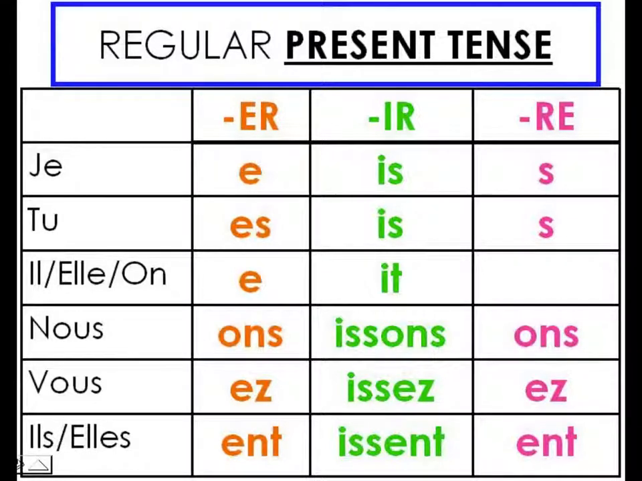And you'll notice that there is one blank box on the screen. That is because for the il, elle and on, for he, she and one, with RE verbs, we remove the RE and then we actually add nothing at all. Okay, so that is the ending. The ending is simply add nothing.